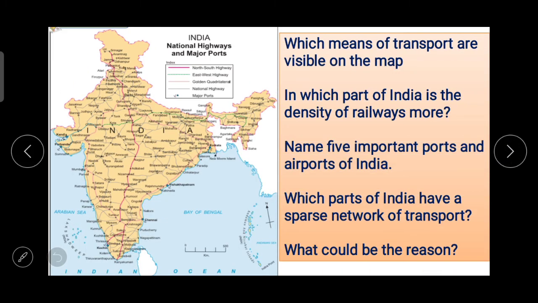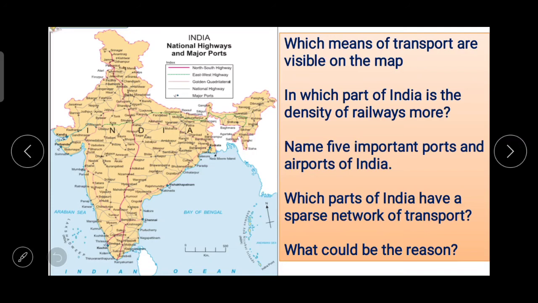Now, the next thing about India transport. Look at the transport maps of India given in figure 9.10 and 9.11. Answer the following questions. Here on the screen you can see figure 9.10, India, national highways and major ports. In figure 9.11 you can see the important railway routes and airports.